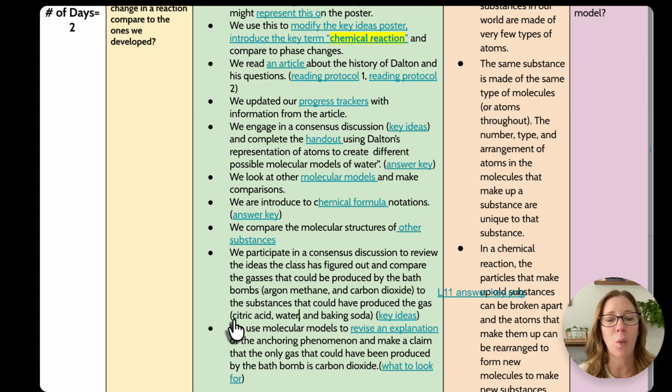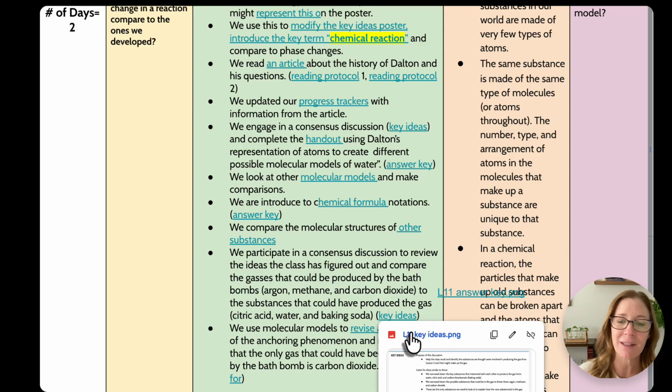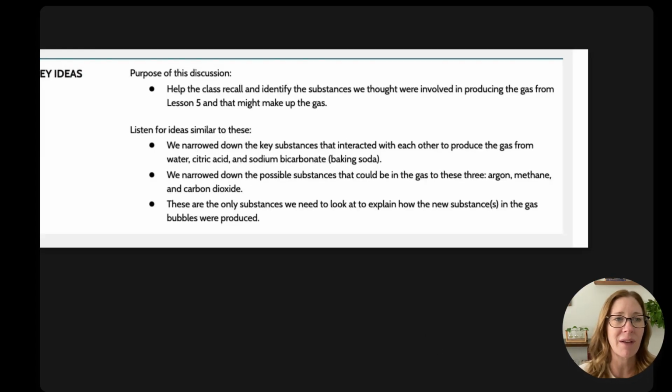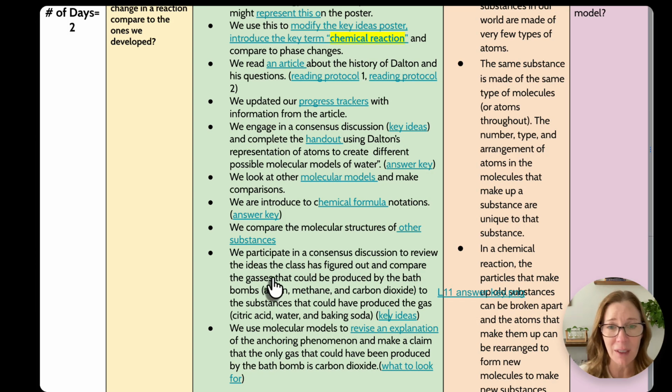And so we look at what's in these substances and we think, if they broke apart, which gases could they make? And so you will see, here's your key ideas. But really, when you narrow it down, we're going to find out that out of those 3 gases, there's only one it can be, and that is carbon dioxide. So we have now figured out what the new substance is that was in those bubbles of the bath bombs.